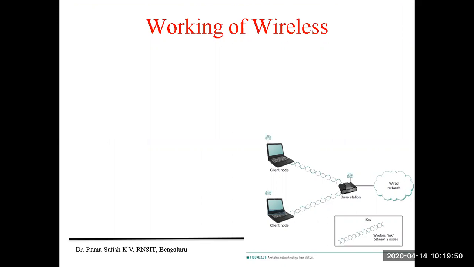Okay. So, working of wireless, how exactly it works. Observe here, you have many clients, and each client is a transceiver. A transceiver can both receive and transmit, like your laptops. You are connected to a base station. The base station is a transmitter as well as a receiver, so it can receive the signals and also transmit them, and it is wired to the network.